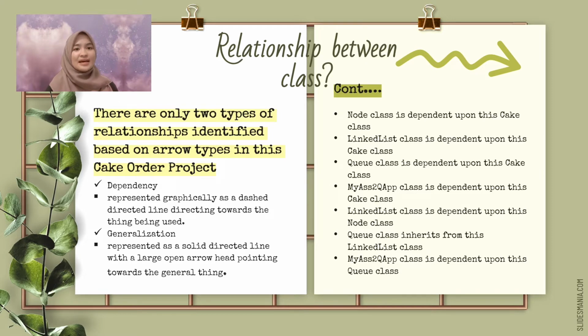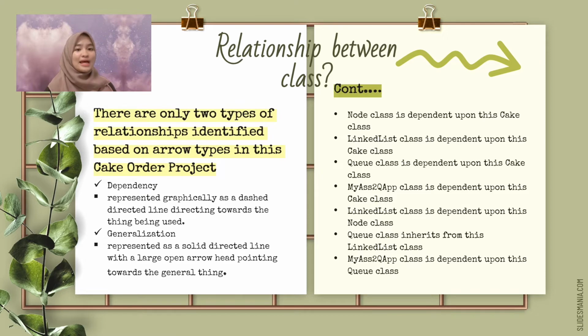A dependency is a relationship represented graphically as a dashed directed line directing towards the thing being used. Besides, one object is dependent on the other object. A dependency is a using relationship that states that changes in one thing may affect another thing that uses it. As we can see in the diagram shown before, most of the classes use this dependency relationship, while the second one is the generalization.